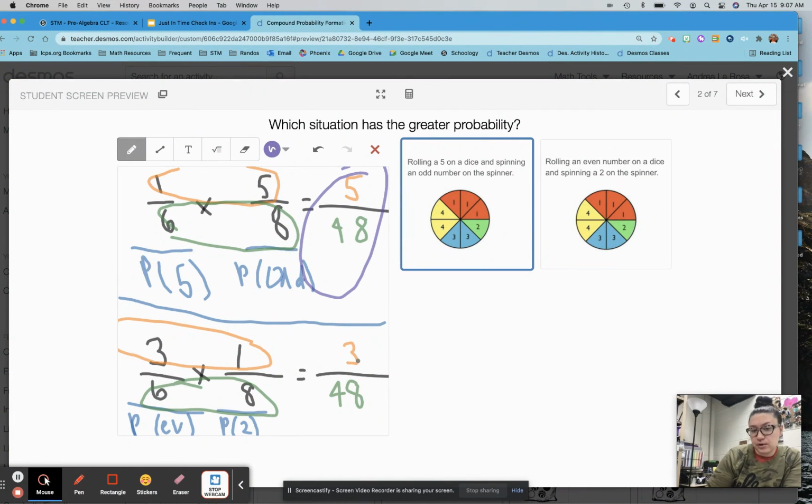I could simplify 3 over 48, but that's extra work for me. It's hard to compare if they have different denominators. So in this situation, you don't need to simplify because it's not asking for the probability. You just need to say which one has the greater.